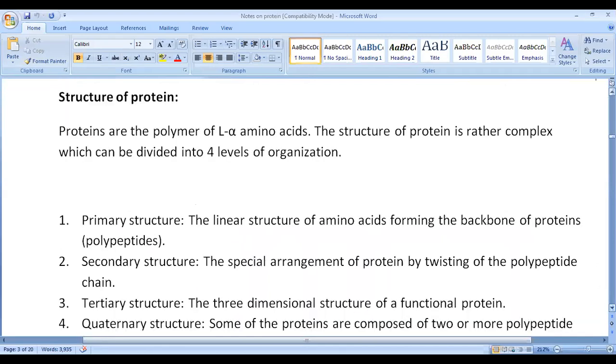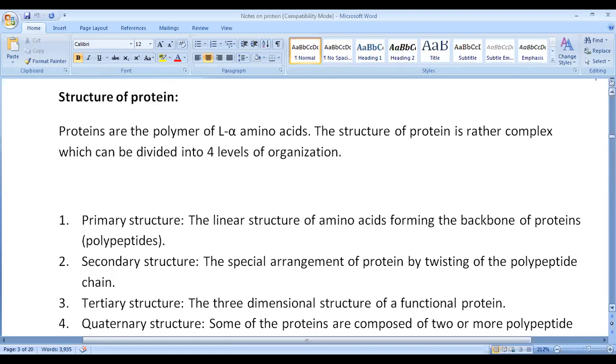So proteins are polymers of L-amino acids. As you know, in biochemistry you already know about what is D and L. So all the amino acids are L-amino acids. The structure of protein is rather complex, which can be divided into four levels of organization. The first one is primary structure, the linear structure of amino acids forming the backbone of proteins. They have nothing else, only the linear structure. And then they make some other structure.